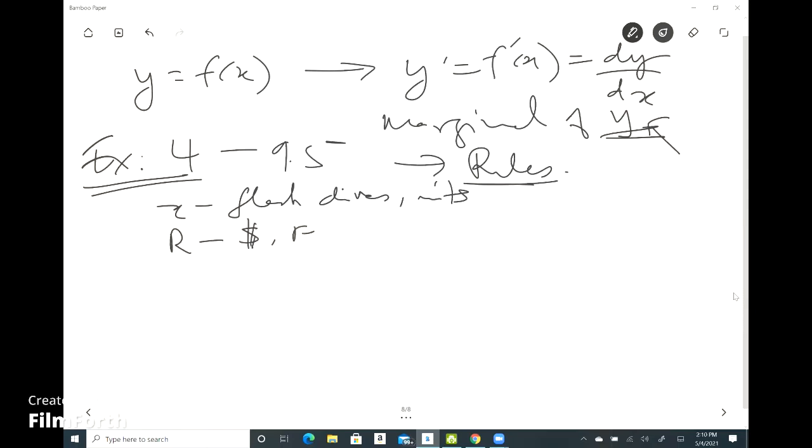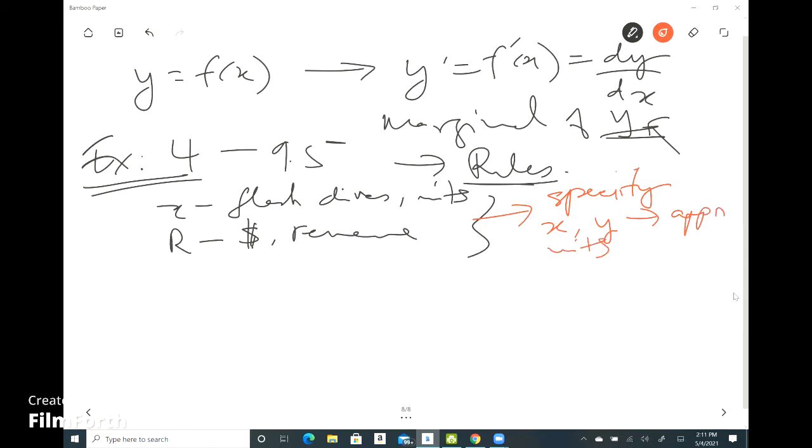Okay, revenue. Now, I want to make a comment here. We'll go back to the homework. All right, the homework number 1, which you submitted to me. Now, when we do application, you have to specify the variables. You have to specify what is X, what is Y to the relevant application. And then the units.